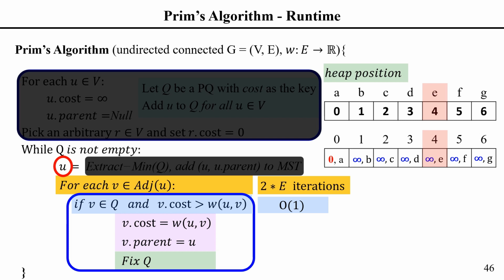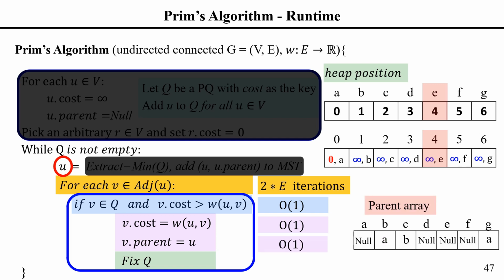Okay, so this if statement takes constant time for the check. Inside the if block, to update the cost of v takes constant time. Why? Again, because we know the position of v in the heap. So we follow that lead and just go directly to the heap position of v and update its cost there. Update the parent of this neighbor v can be done in constant time as well, because the parent array is indexed by the vertices. So that's easy.